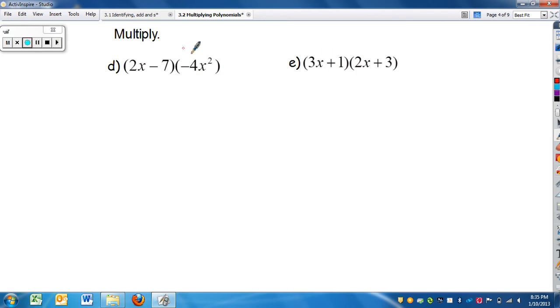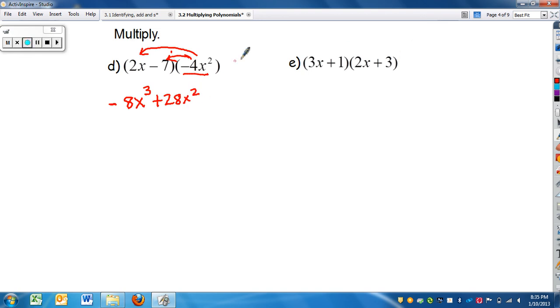So D may look a little different, but instead of having the term out front, it is now behind. I'm still having a monomial times a binomial, so I can multiply it to both of these. So negative 4 times 2x is negative 8, and then I have 3, so x cubed. Negative 7 times negative 4 is plus 28x squared.